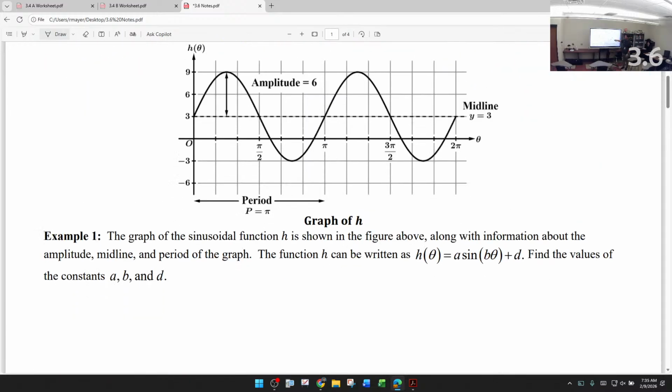I'm going to jump right into the examples. If you understand A, B, and D, then you can do these examples. They tell me the amplitude, they tell me the period, and they tell me the midline. That's different because normally they don't tell you any of those things, and they normally just give you the graph.